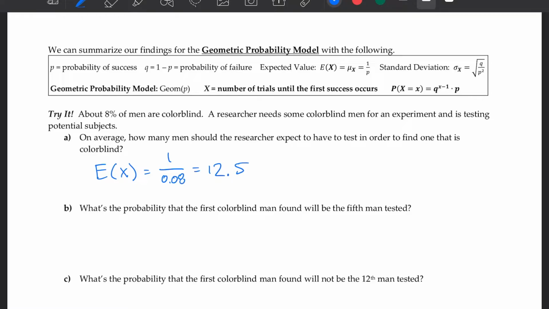What's the probability that the first colorblind man found will be the 5th man tested? We know this is geometric because it's talking about when's the first success. We don't have a set number of trials that we're interested in, or how many successes within there. It's like, when is the first success? So this one, we're finding the probability that X is equal to 5. So first, let's just do this by hand and make sense of this formula up here.